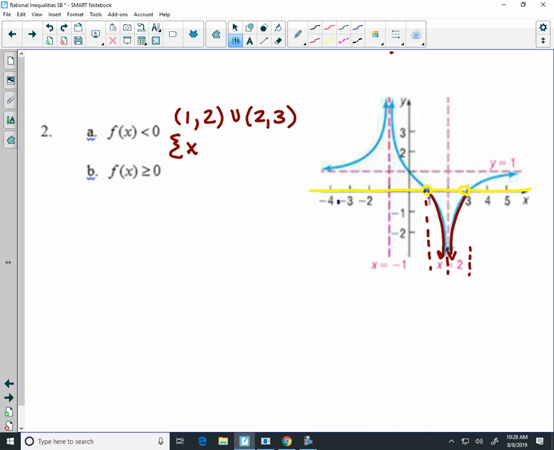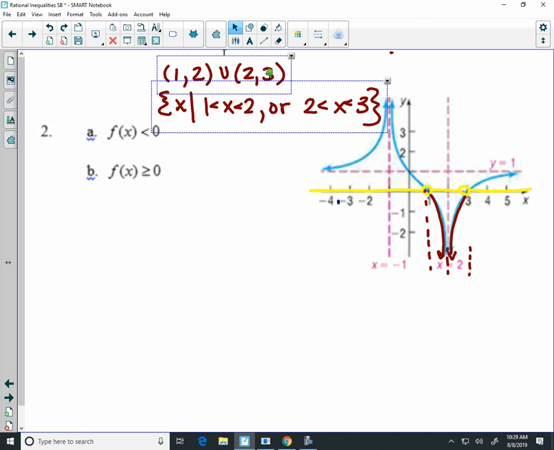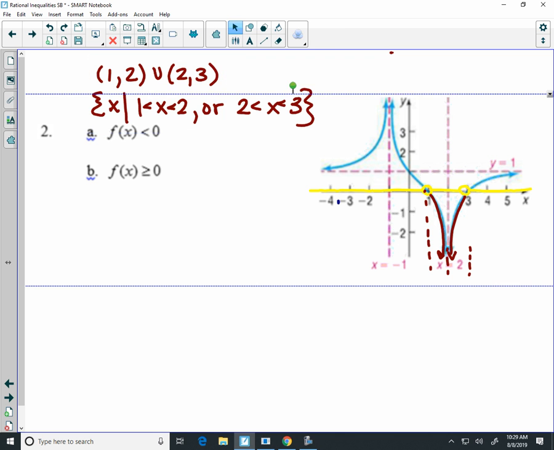Notation. We're going to do x's between here. It's easier for me to do it as a fill in the blank. So x is greater than 1 and less than 2. X is greater than 2 or less than 3. So that is set notation and interval notation for f of x is less than 0.